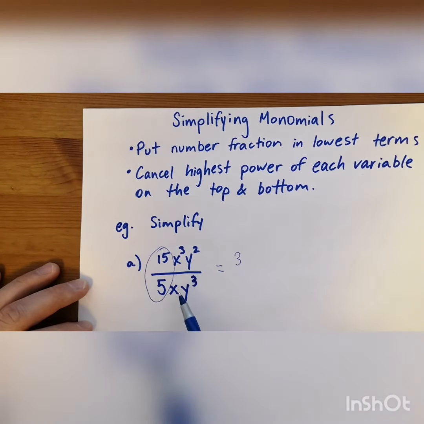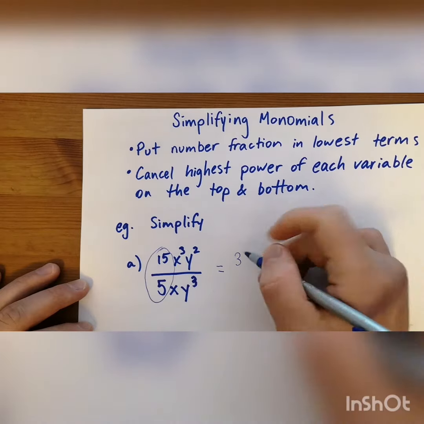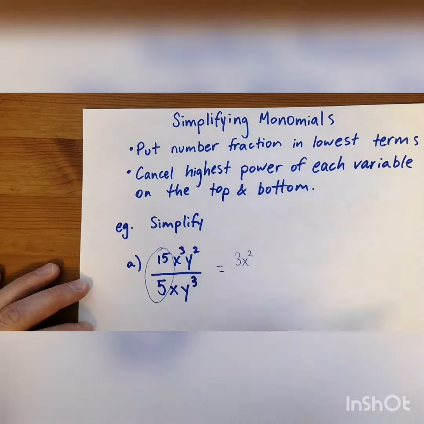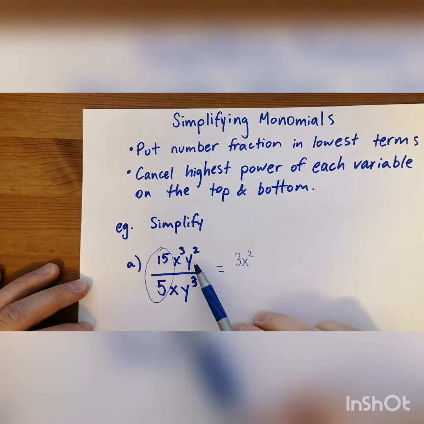Now we go one at a time through the variables. I've got an x cubed over x. When you divide powers, you end up subtracting the exponent. So x cubed over x becomes x squared. Now we look at the y's.